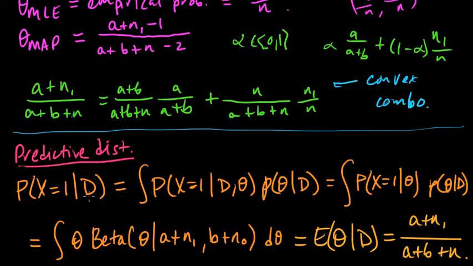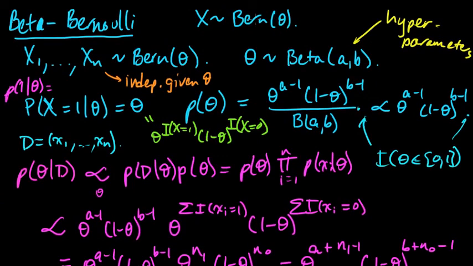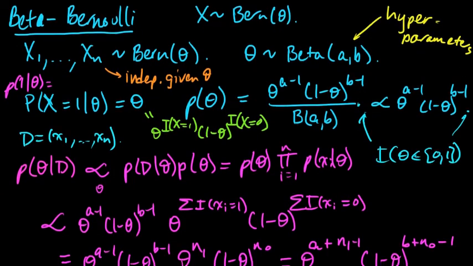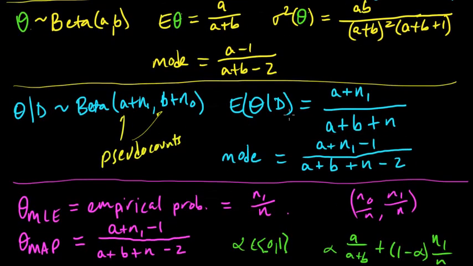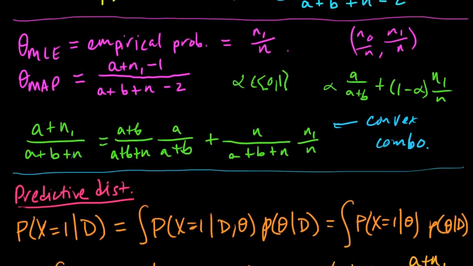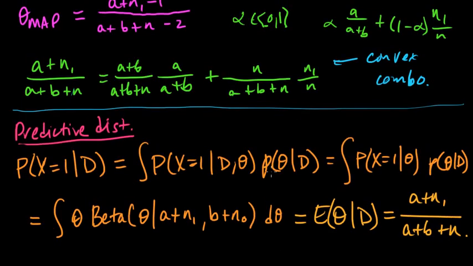All right, so that's it. We did a very simple analysis for the Beta-Bernoulli model, and we saw that the beta was a conjugate prior. We got the posterior, and it was a beta. We saw these quantities for the posterior, we saw that the posterior mean was a convex combination, and we got the predictive distribution.